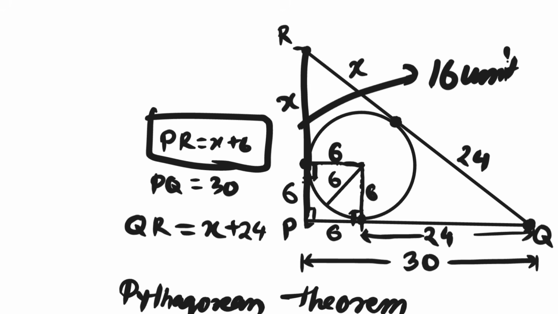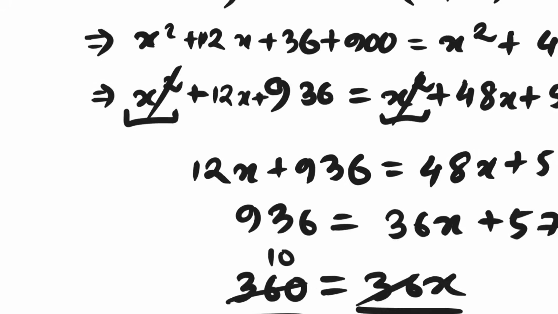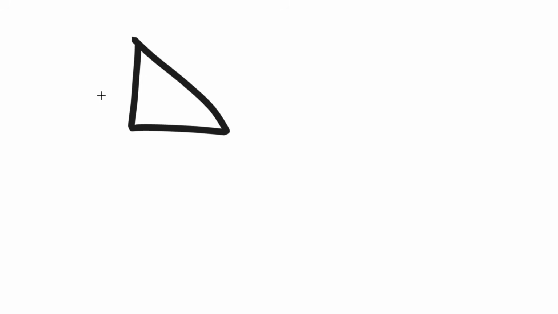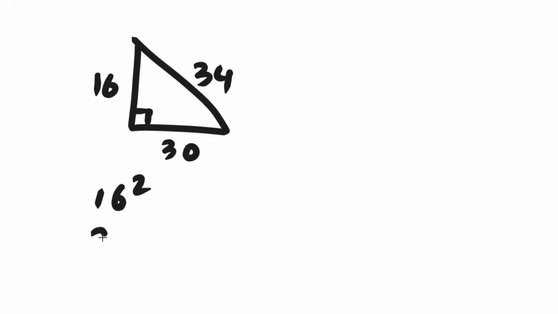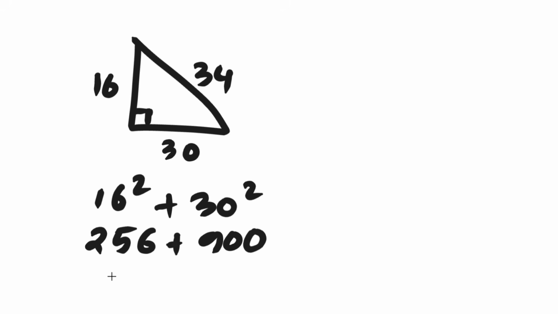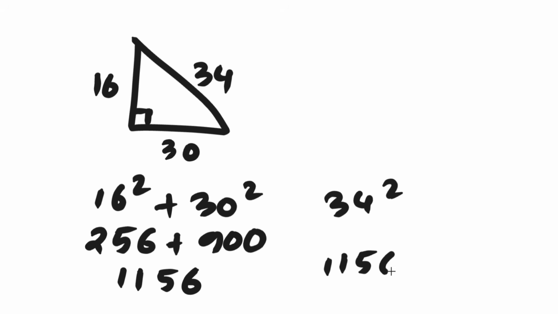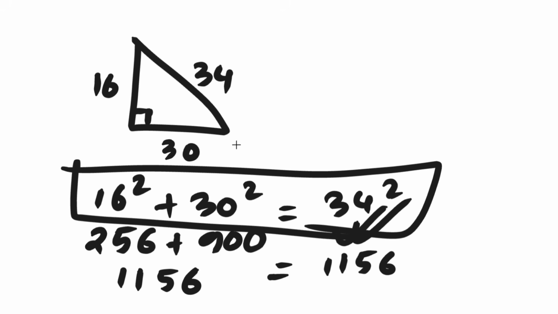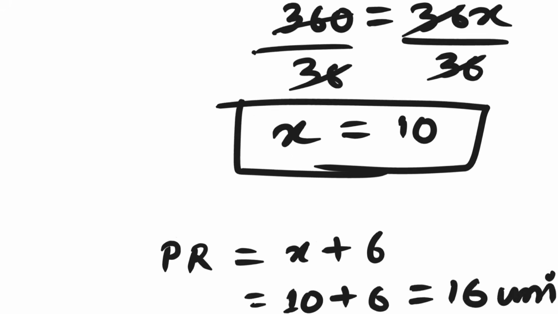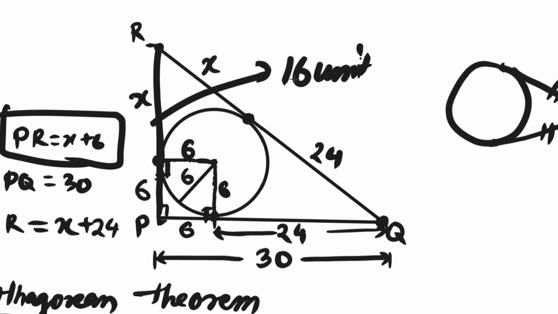Let's do a quick check to make sure everything is consistent. Our three side lengths are 16 units, 30 units, and 34 units. Using the Pythagorean theorem, 16 squared is 256, and 30 squared is 900. Adding them gives 1156, and 34 squared is also 1156. So the relationship checks perfectly, confirming that our answer is correct. Therefore, the exact height of the triangle is 16 units.